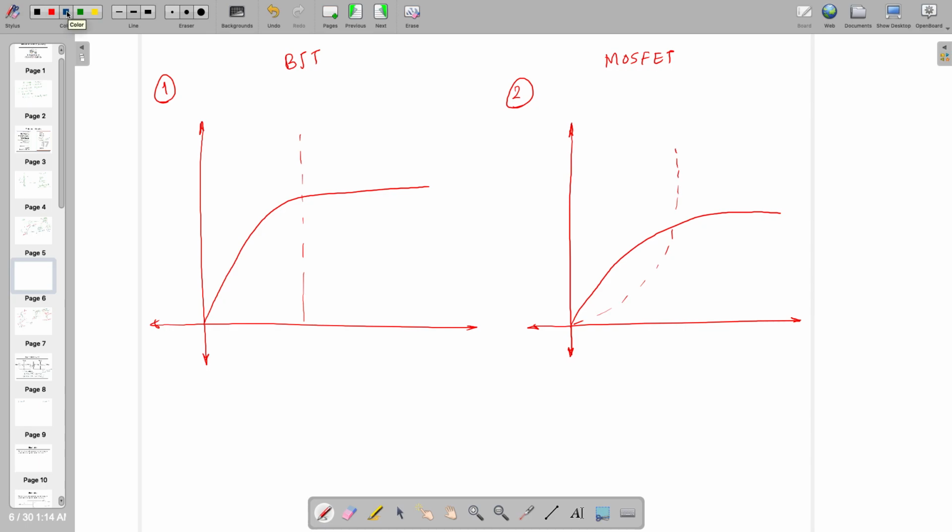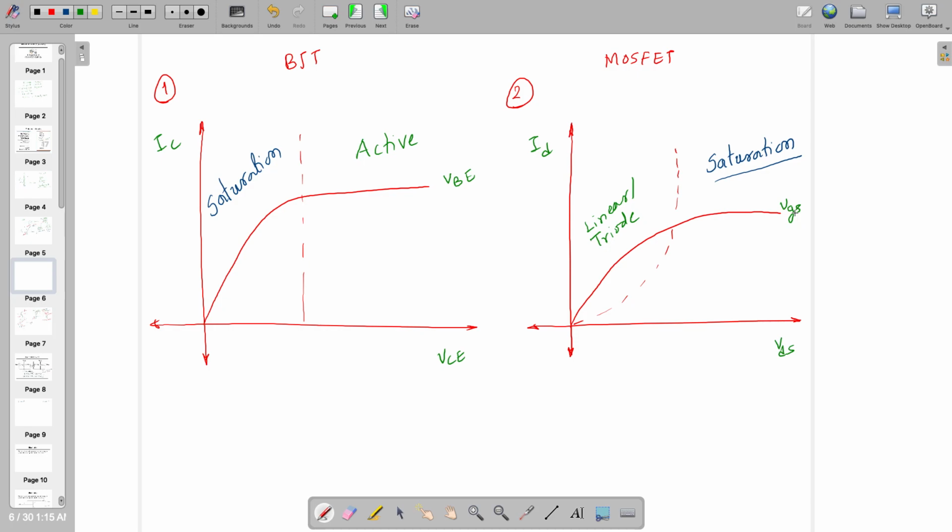But the basic difference between the two characteristics is as follows. In MOSFET, when you want to make your transistor in on condition, this side is known as saturation mode of operation, whereas in BJT this is known as saturation. That's the fundamental difference. And this is known as active, and this looks like a linear region, so they call it linear mode or triode mode. This is, by the way, with respect to VC versus IC for a given VBE. This is ID versus VDS for a given VGS.